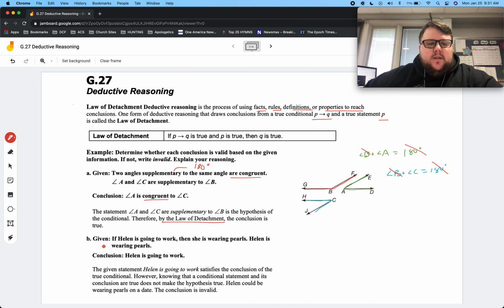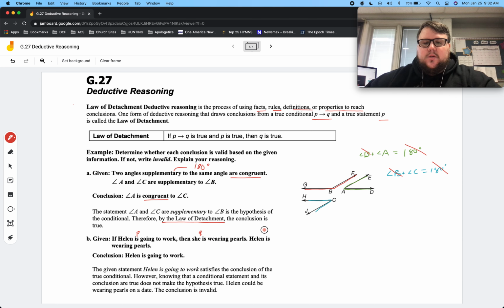Now, part B. If Helen is going to work, then she is wearing pearls. Helen is wearing pearls. So the conclusion, Helen is going to work. So think about this. This is all logical. It has to do with thought. If Helen is going to work, then she is wearing pearls. So what that is saying is every time Helen goes to work, she is wearing pearls. Okay, so we know that to be true. That's P, if Helen is going to work, then Q, she is wearing pearls. But this isn't saying P is true. This is saying Q is true.